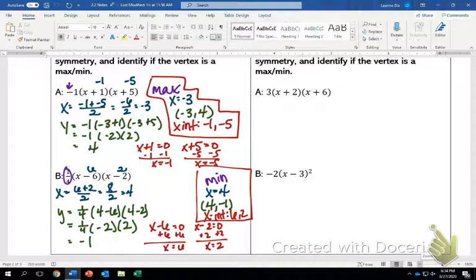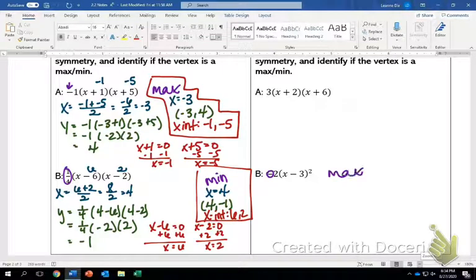The last one I want to do is the one that looks fairly different. Instead of having 2 parentheses, I now have (x minus 3) squared. So I'm going to go ahead and do this. And really, if you think about it, this is actually our vertex form. So I can look at this and go, okay, my vertex should be at 3, 0. But we're going to do it like the intercept form, just to make sure that I'm doing this correctly.